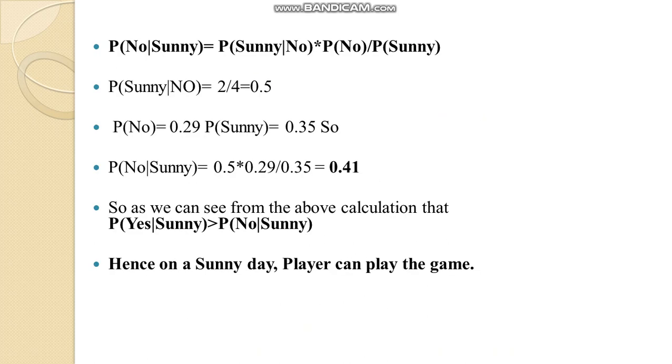And P(No|Sunny) equal to P(Sunny|No) into P(No) divided by P(Sunny). Here these are the values for probabilities. So we can see from the above calculation that P(Yes|Sunny) is greater than P(No|Sunny). So hence on a sunny day the player can play the game.